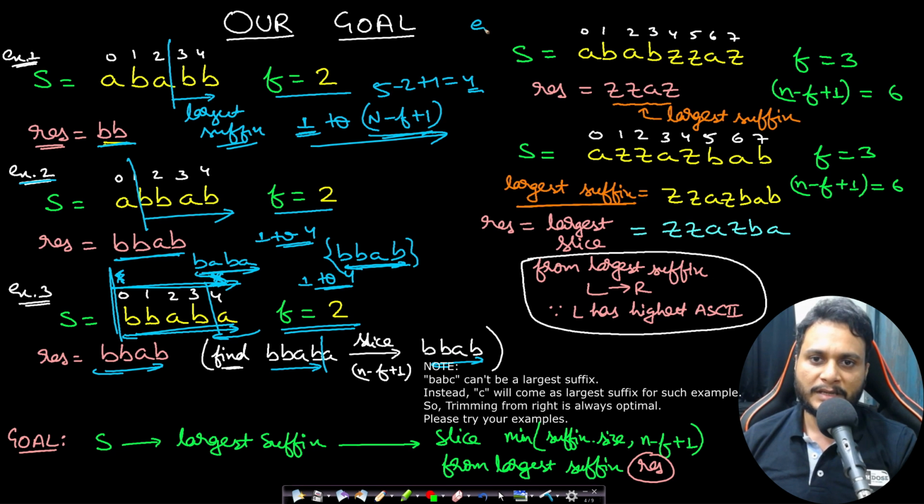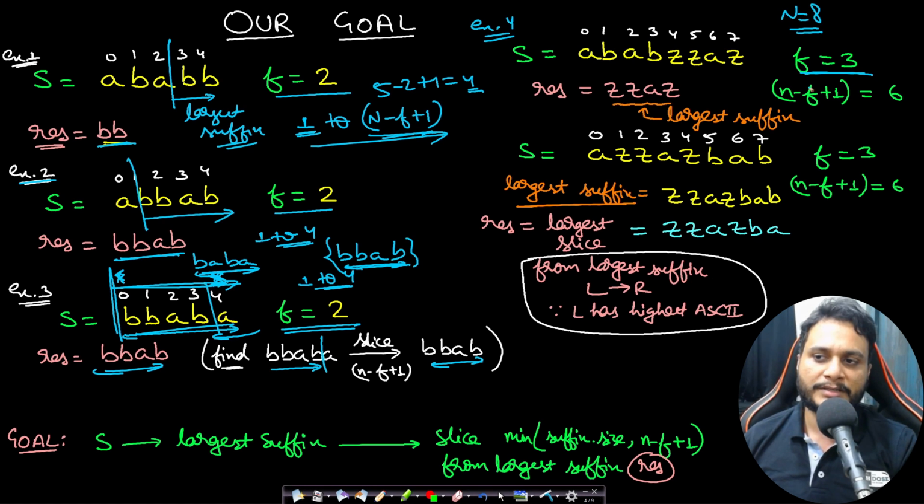If you look at example number 4 here, if I take n value equals to 8, that means we have 8 characters, and our number of friends is 3. Then the allowed size will be from 1 to n minus f plus 1, where 8 minus 3 is 5, plus 1 is 6. So the largest suffix size should be in the range of 1 to 6. If you find the largest suffix, it will be going from index 4 to 7. This is the largest suffix string, isn't it? So is it fitting in the range of size 1 to 6? Yes. So this will be the final result as well, right?